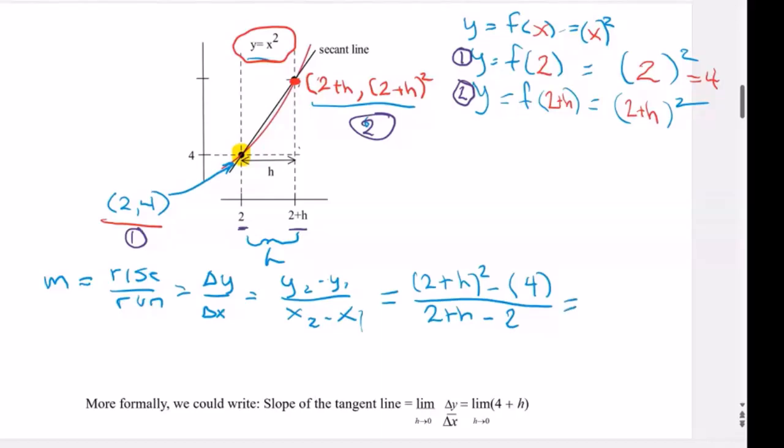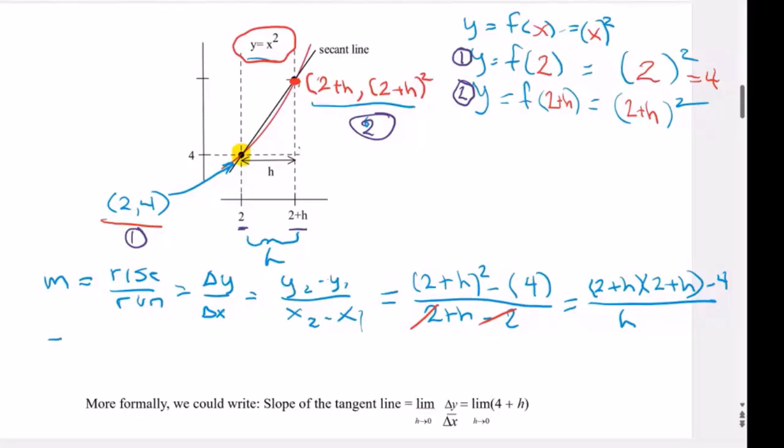This is equal to, well, this right here is not 4 plus h squared. It's a common mistake. That's why I'm pointing it out. This is really 2 plus h times 2 plus h. The exponent only affects what it's next to, and here it's next to the parentheses. And then minus 4 divided by, well, I can cancel this 2 with this minus 2, and I really just end up with h in the denominator.